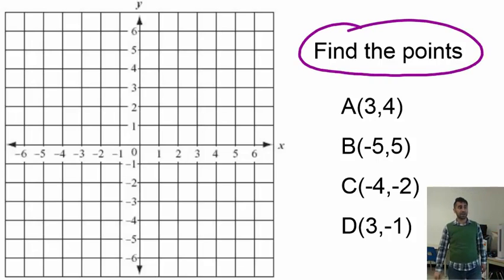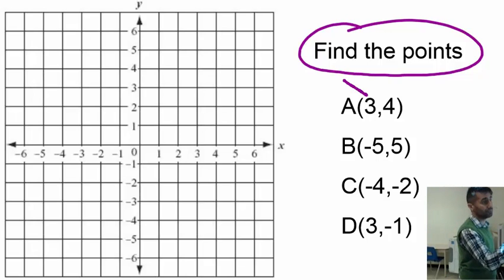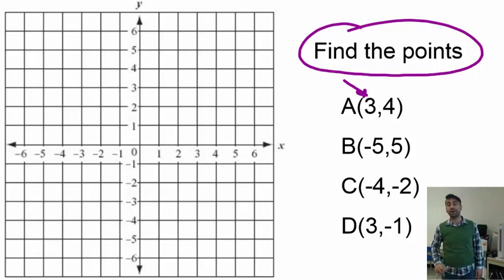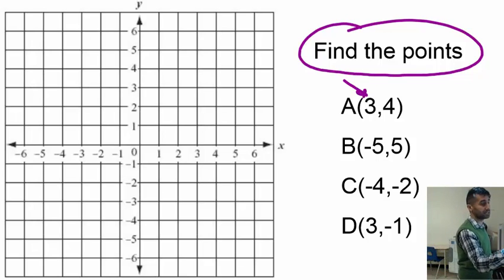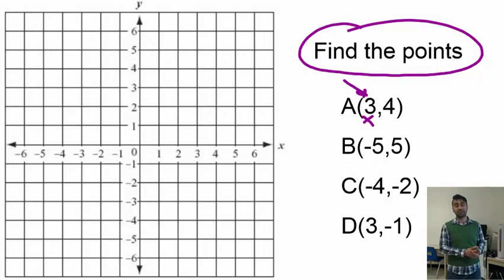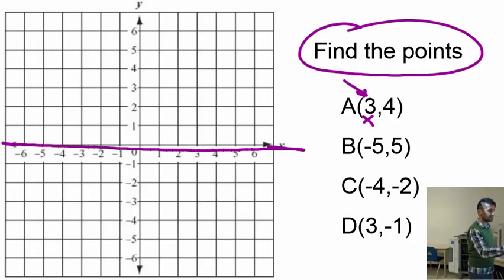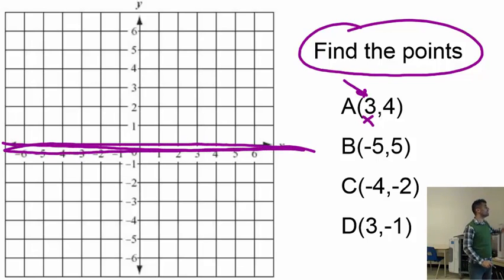Let's find them. A is at 3, 4. The first one over here is always x. You will never get the y first with the Cartesian plane. It will always be x, the one that will be given to you first. So find out. Remember, this is the x-axis, right? Going from left to right.